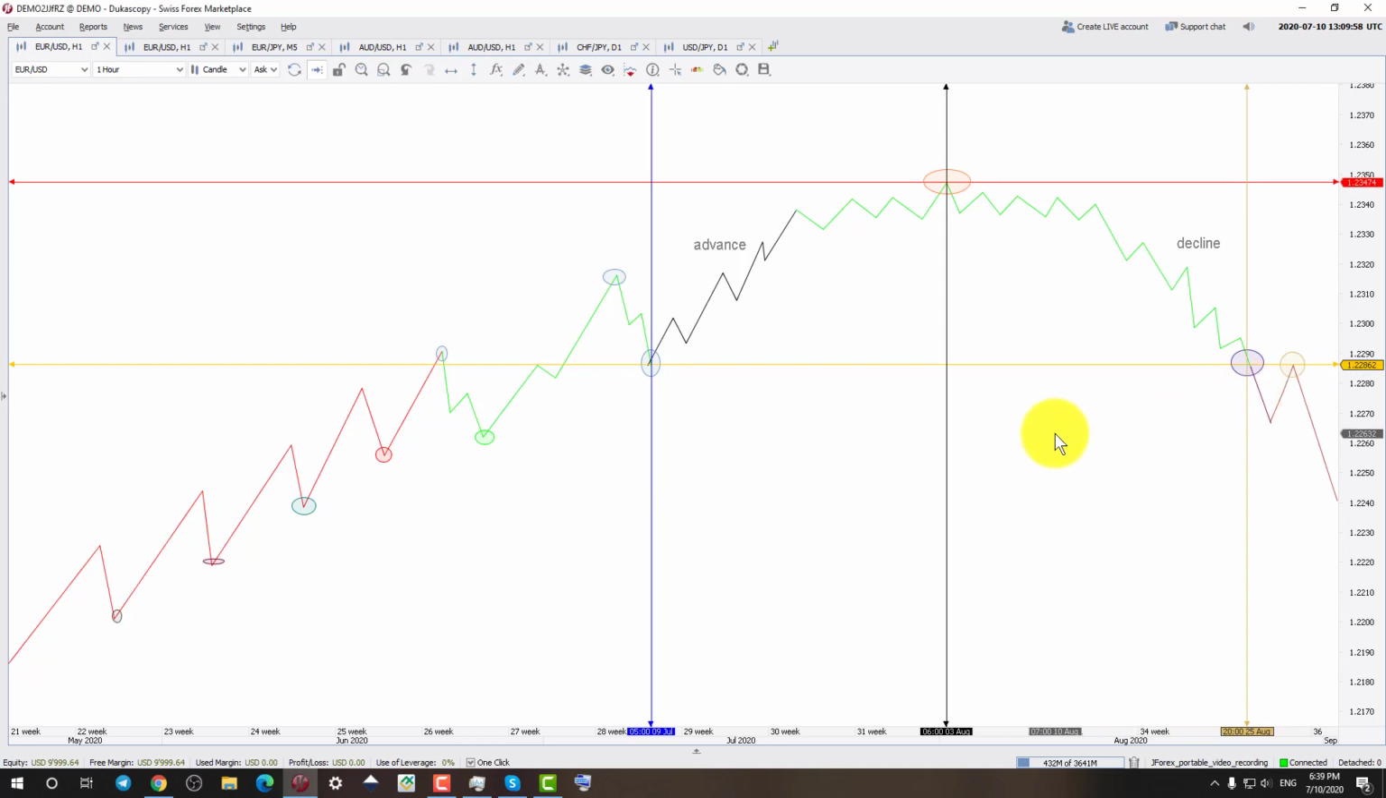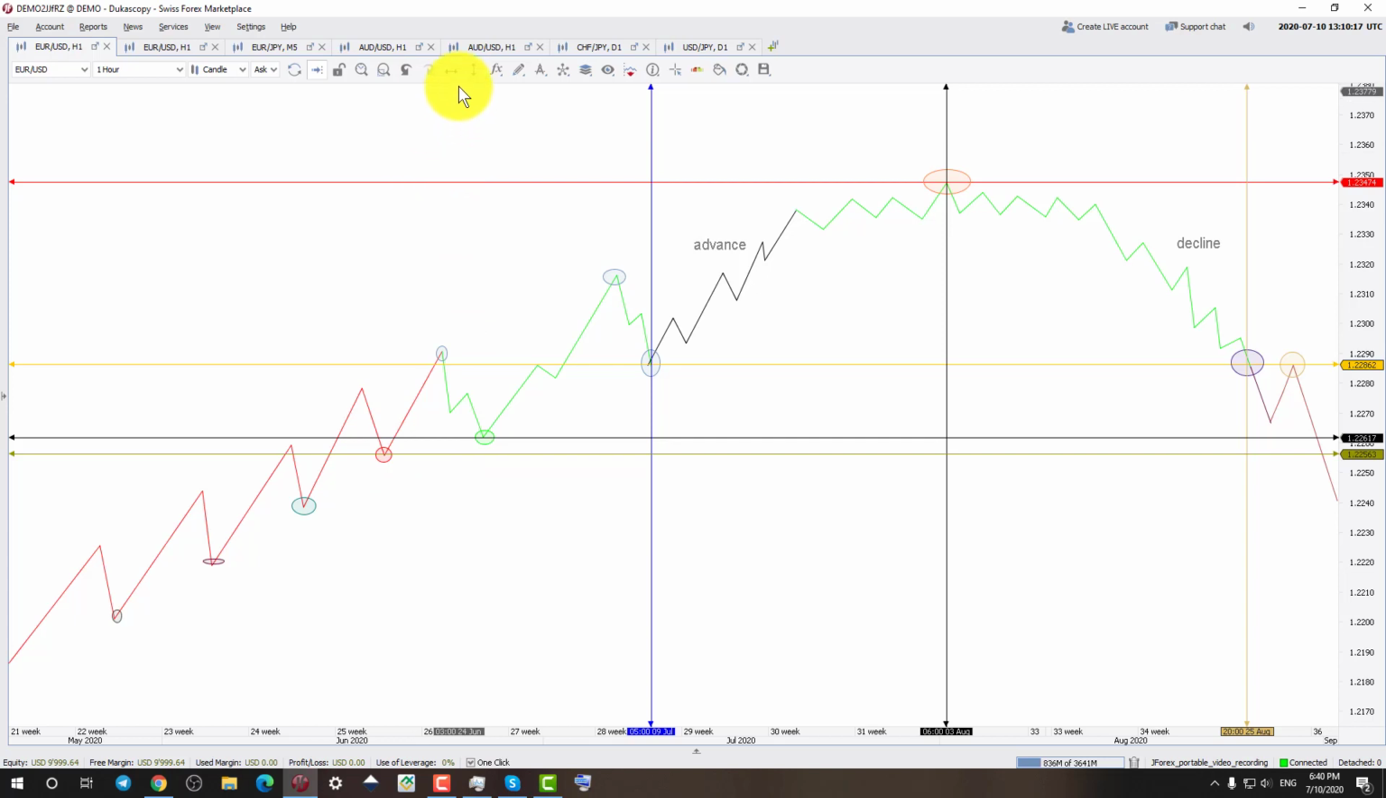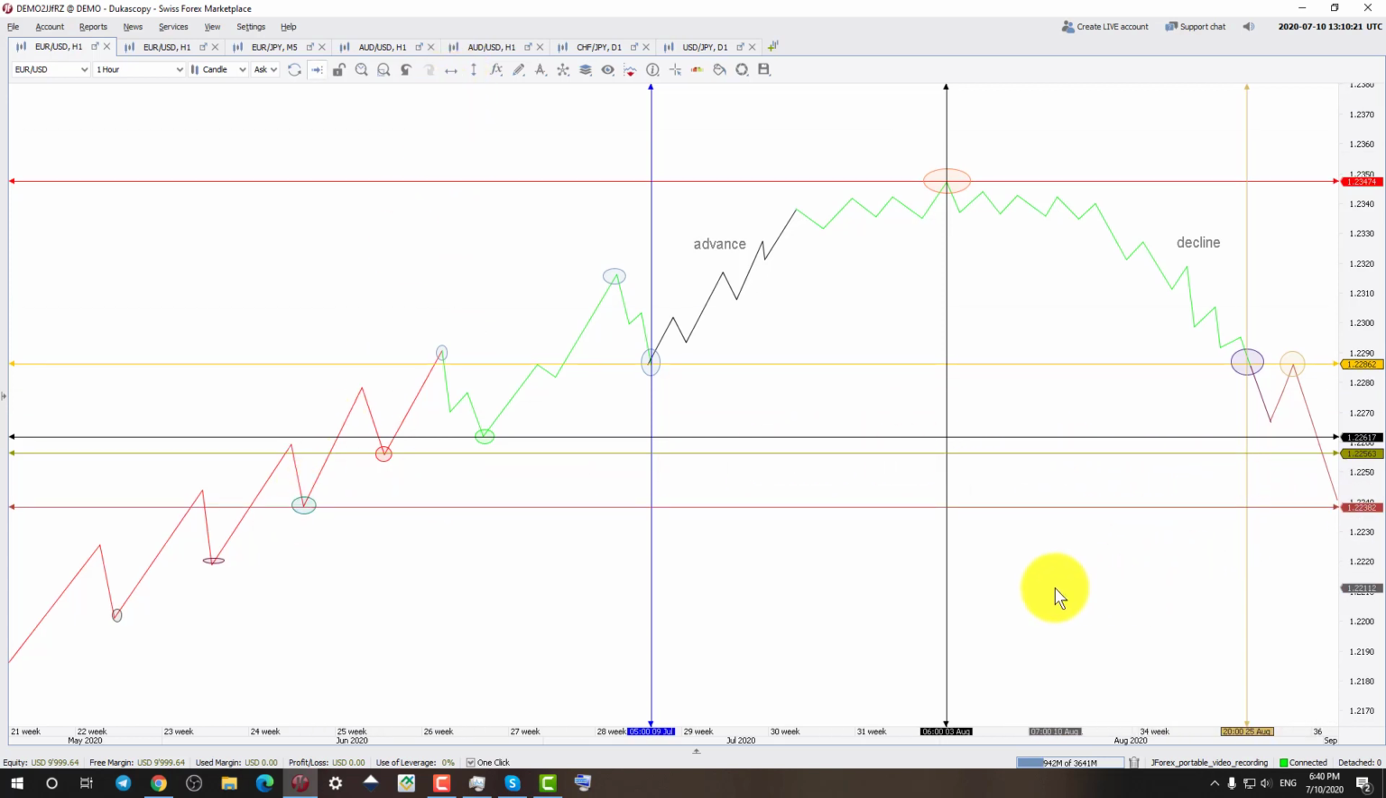There is no confirmed method for measuring the target of this pattern, but for the sake of simplicity, you can take the next level of support as the target. This low is the next support for the price, and this is the next low, and this is the next low. So these can be your immediate three targets when the price starts to decline. Without wasting more time on this recap, we will quickly go to the first example.